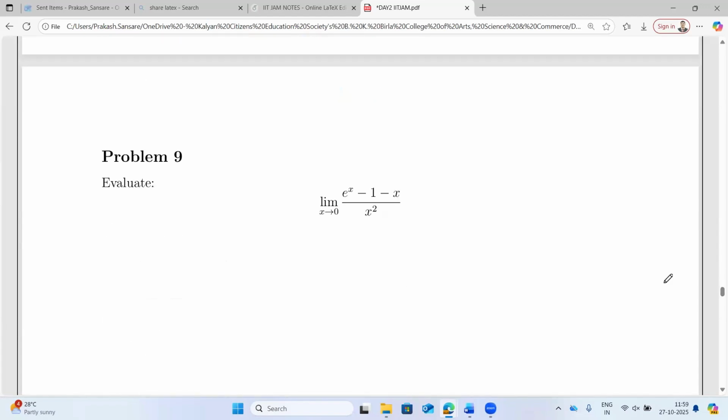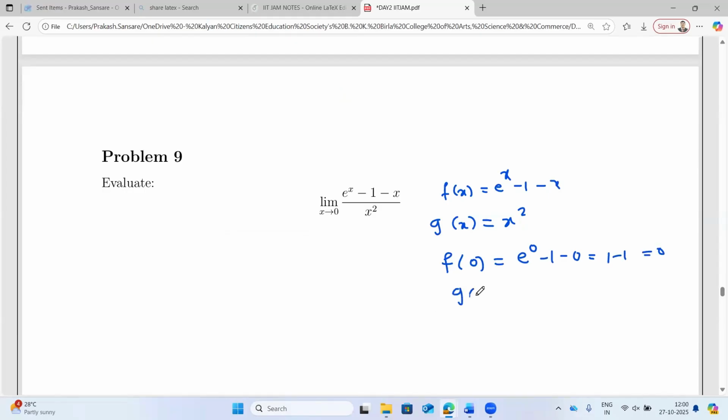So here is a quick example: the limit of e power x minus 1 minus x over x square. Here you can see that my f(x) is e power x minus 1 minus x, and my g(x) is x square. So you can find f at 0, it is 1 minus 1, it is 0. So f at 0 is 0, g of 0 is 0. So it is 0 by 0 indeterminate form.